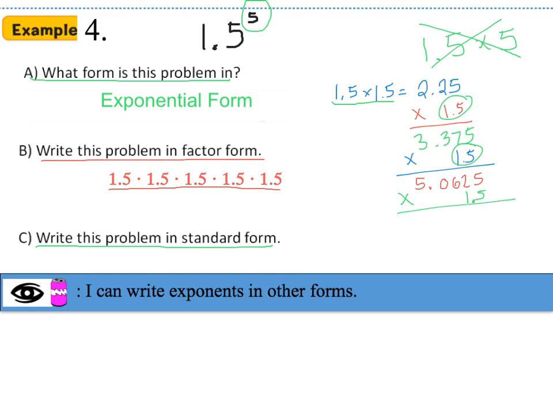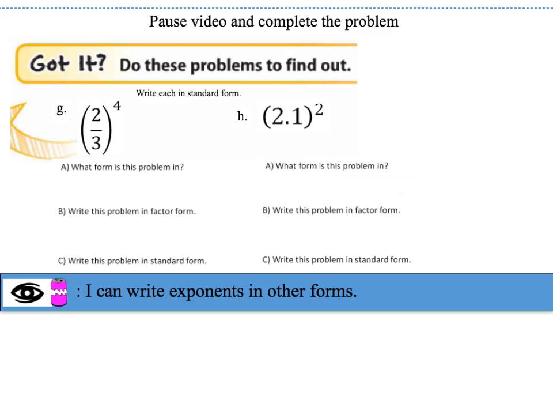My answer in standard form should be this long number right here. After multiplying it to itself 5 times, this is what I get. So this is the answer in standard form. So yes, it takes a while to sit there and multiply, but at the end you'll get the answer correct if you take your time to do it. So pause the video and complete these got it problems, and we'll discuss the answer in class tomorrow. Notice I've got 2 got it problems on this slide, got it problem G and got it problem H.